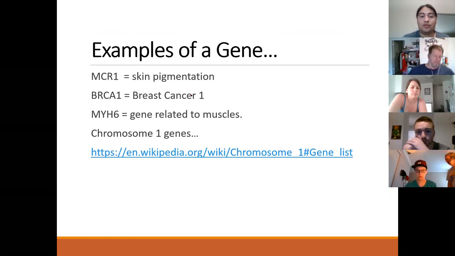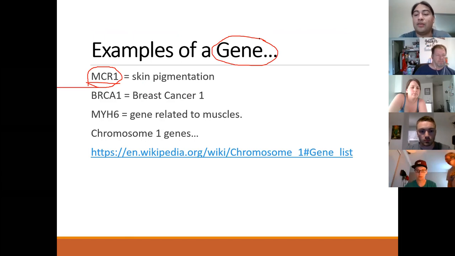An example of a gene is MC1R, which is related to skin pigmentation. We have different skin pigmentation, so there are going to be different varieties of this gene in humans. A gene will have a variety of different types. We'll see it later, but for example, the types of gene that tell us what color our eyes are going to be. Some of you will have blue eyes, I have brown, dark eyes, some others have hazel, green, or gray eyes.